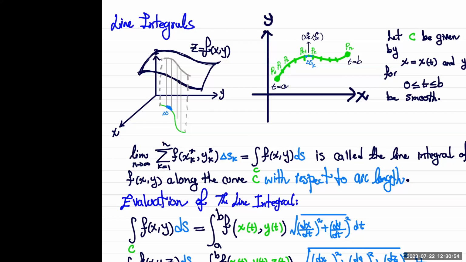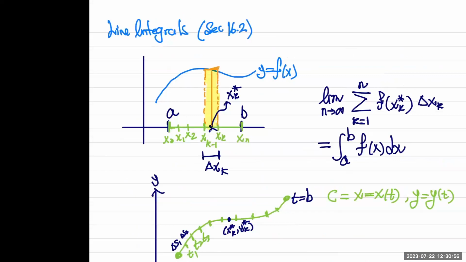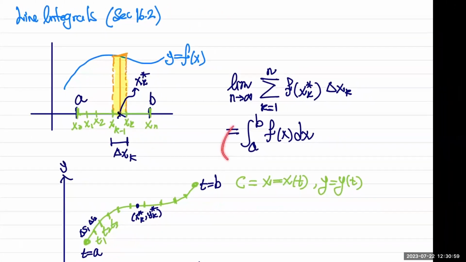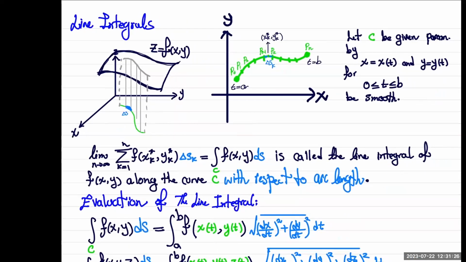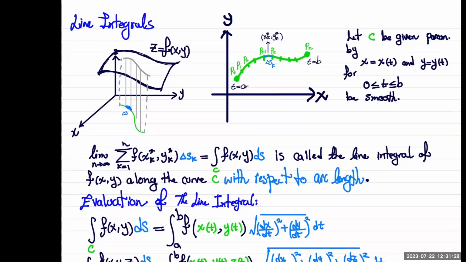So comparing this to a regular definite integral, we have f, we are plugging x star, y star into f. This is analogous to f of x star. Delta s is analogous to delta x. And then we have the sum of that, then the limit as n goes to infinity. This is defined as the integral.